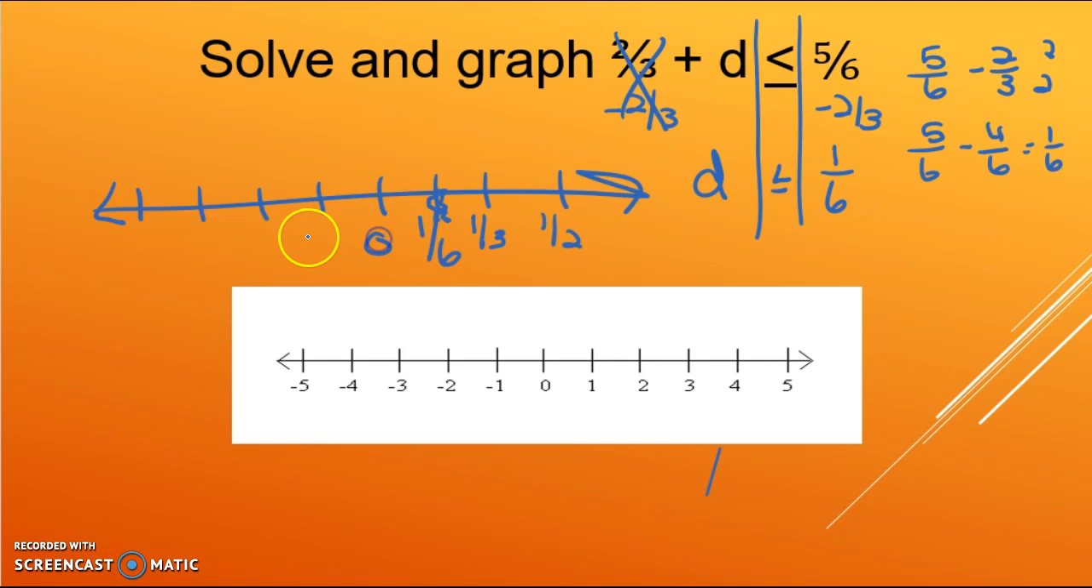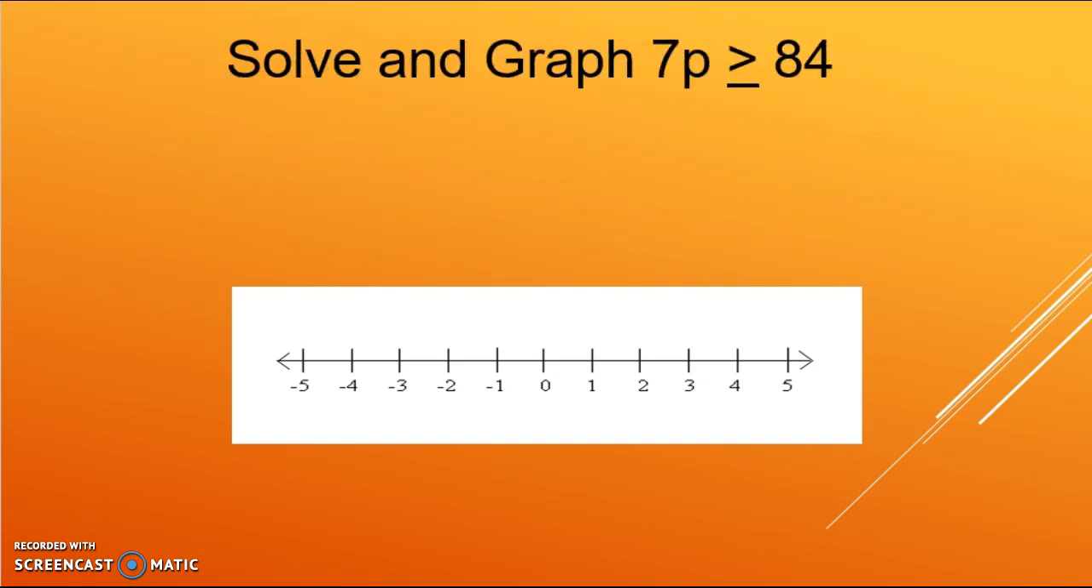And then this is going to be 0, negative 1/6, and then negative 1/3, and negative 1/2. You don't have to fill them all in. All I want at the minimum would be to have 2 above and 2 below. Now I put a closed dot here because it is less than or equal to, and I'm going to go to the left.